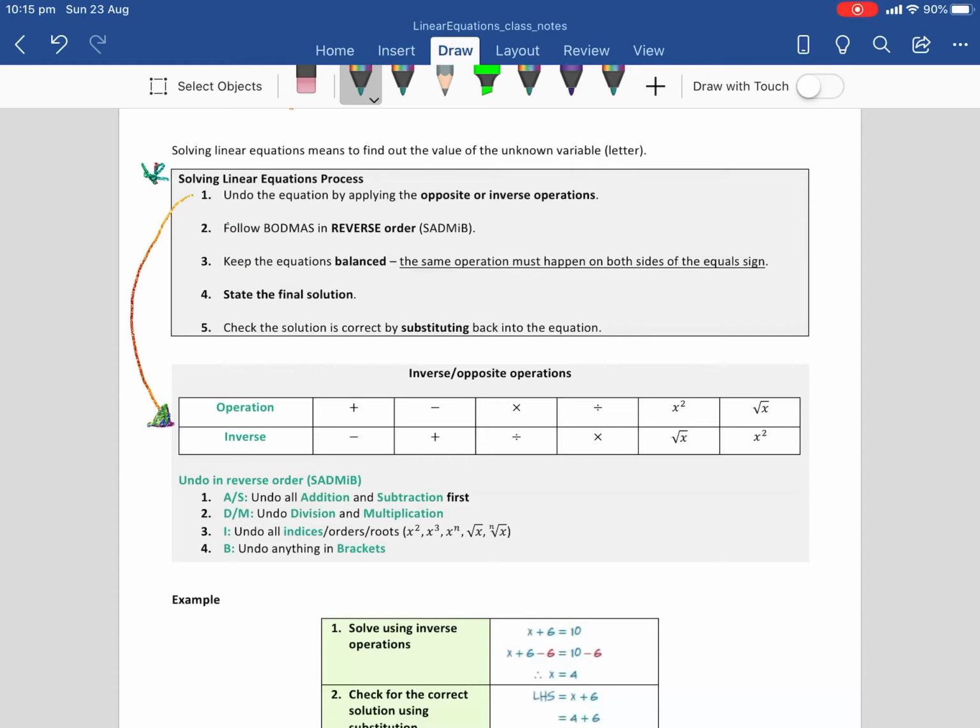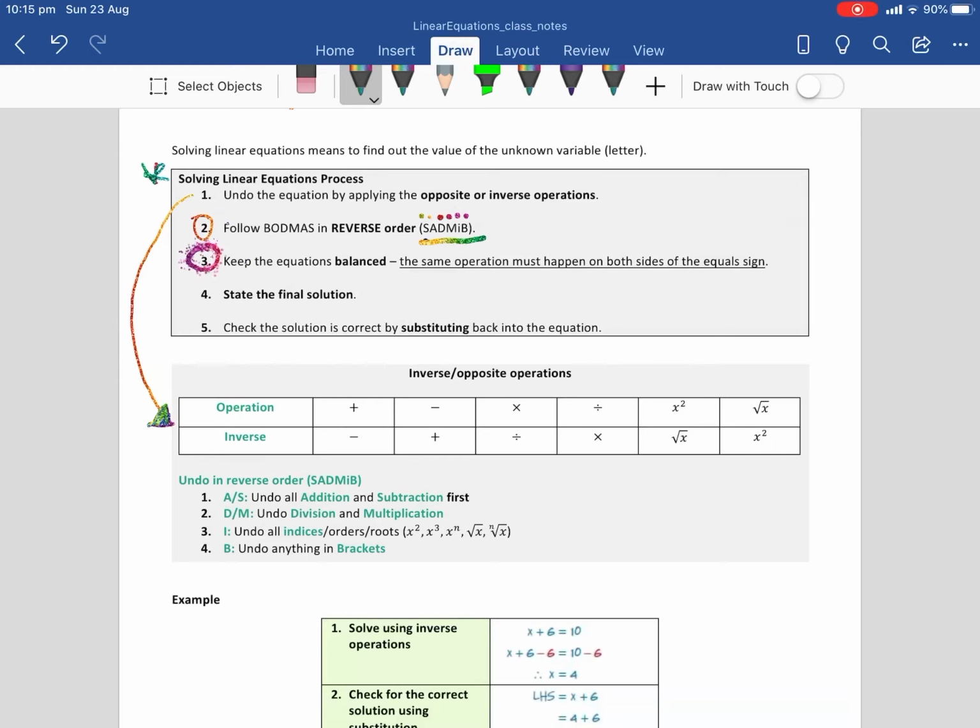To know which part of the equation you do first, you need to follow BODMAS but in reverse order. So it looks like this. So subtraction, addition, division, multiplication, indices, and then brackets.